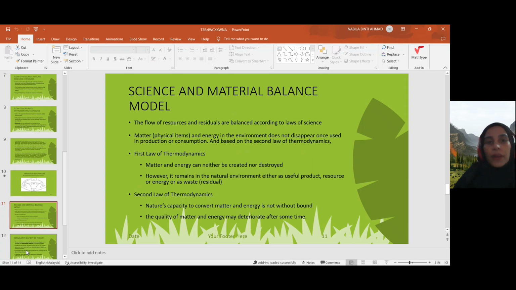We also have the science in the material balance model. It is based on the laws of science: matter or physical items and energy in the environment do not disappear once used in production or consumption. It is based on the laws of thermodynamics, the first law of thermodynamics and the second law of thermodynamics.